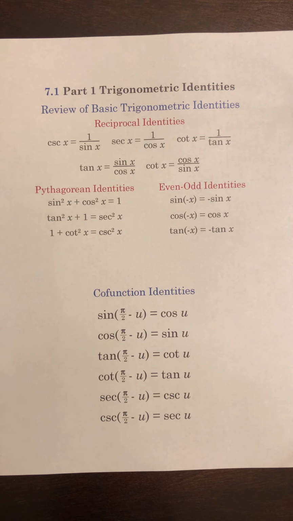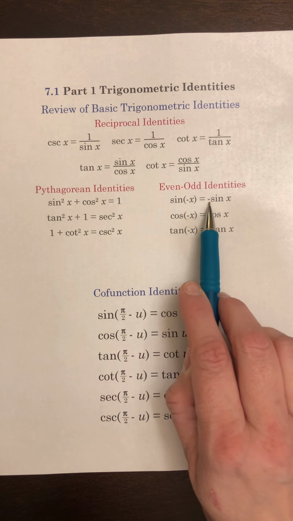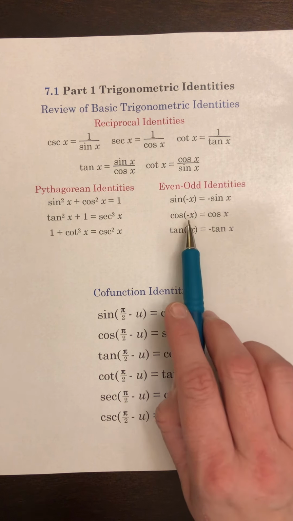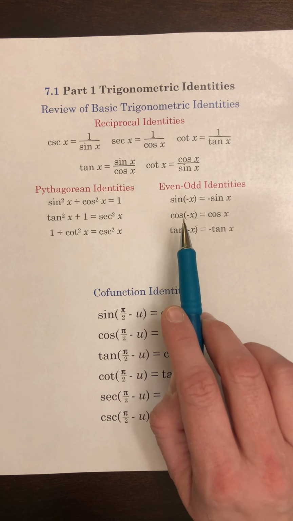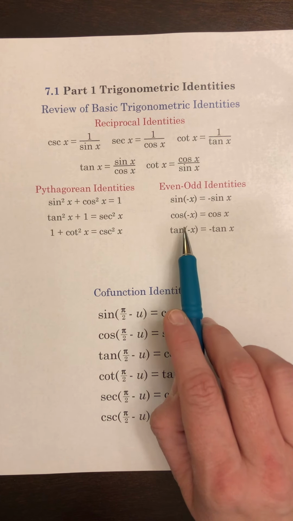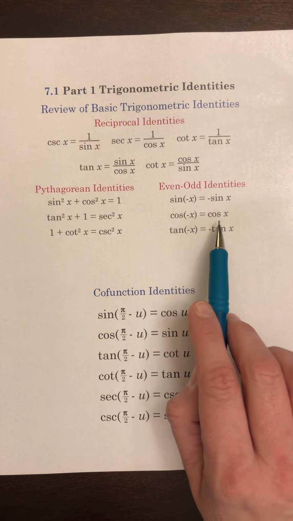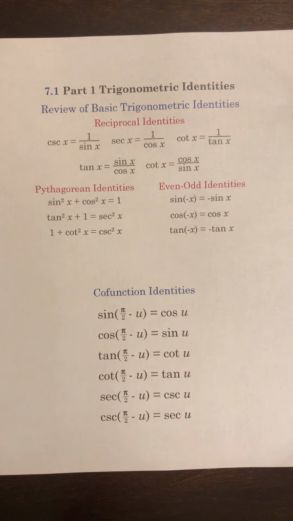Remember that both sine and tangent are odd functions. So when you plug in a negative angle measure, you're going to get out a negative y value. We learned for cosine that it was an even function, meaning that it had symmetry around the y-axis. So when we plugged in that negative, it didn't affect our function at all.